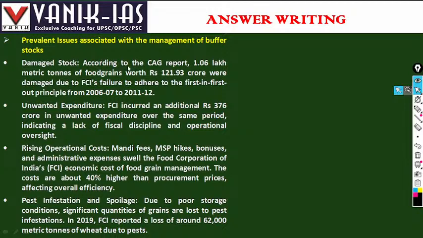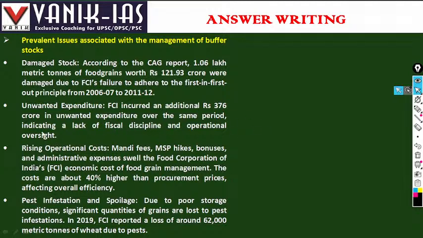Damaged stock: according to the CAG report, 1.06 lakh metric tons of food grains worth 121.93 crore were damaged due to the FCI's failure to adhere to the first in first out principle from 2006-7 to 2011-12. Unwanted expenditure: FCI incurred an additional 376 crore in unwanted expenditure in the same period, indicating a lack of fiscal discipline and operational oversight.